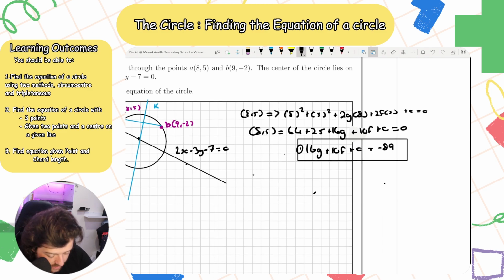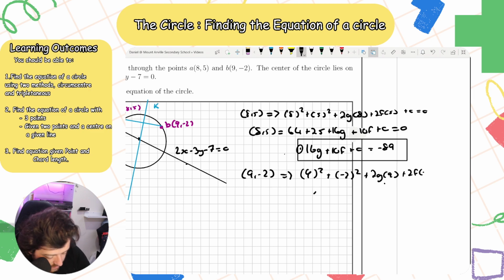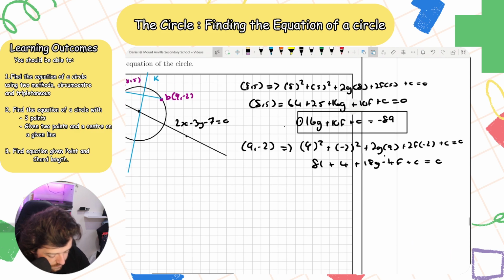My second equation is (9, -2), so sub that in here. I have 9 squared plus (-2) squared plus 2g times 9 plus 2f times -2 plus c equal to 0. 81 plus 4 plus 18g minus 4f plus c equals 0. I have here 18g minus 4f plus c is equal to -85, and that is my second equation.